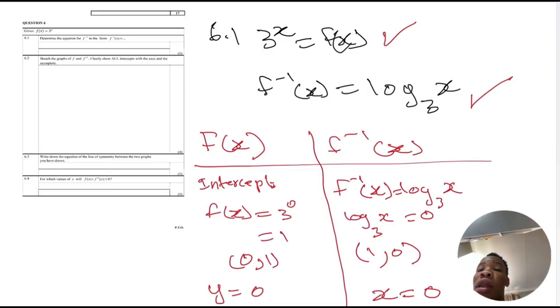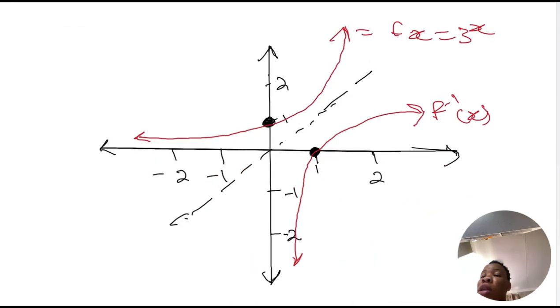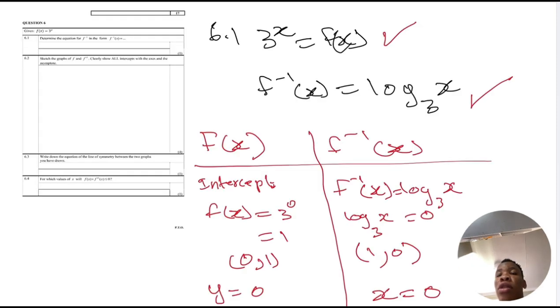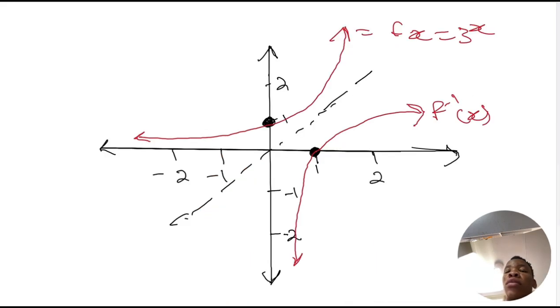they say write down the equation of the line of symmetry between the two graphs. The line of symmetry between the two graphs, looking at the graph. Okay, this is our line of symmetry. We will have, and let me write it over here, 6.3, y is equal to x. That will be our equation for the line of symmetry. So now let's move to the next question.